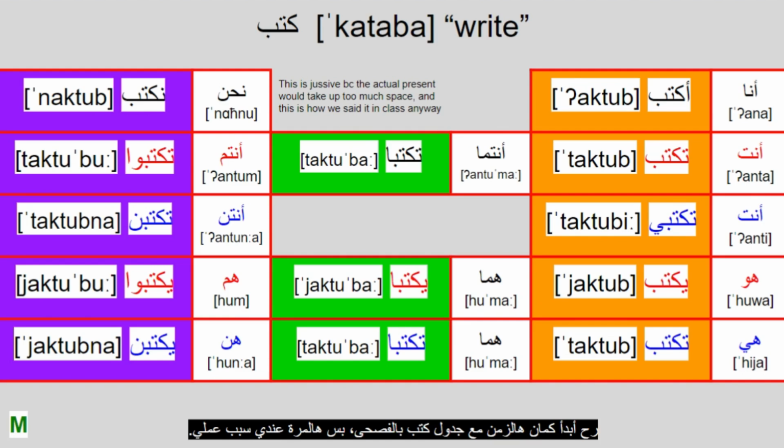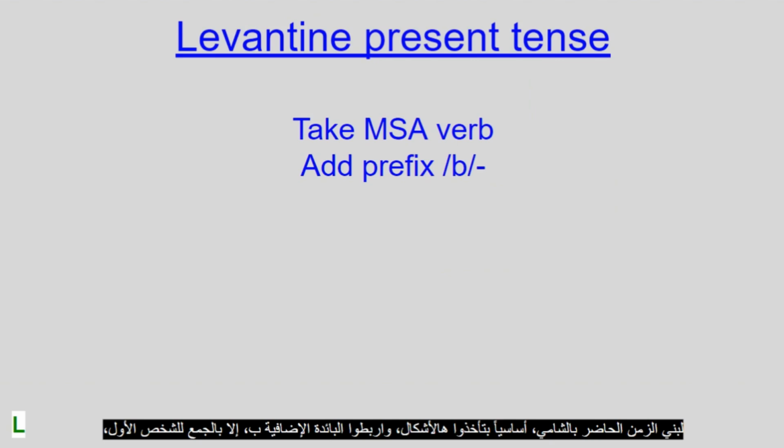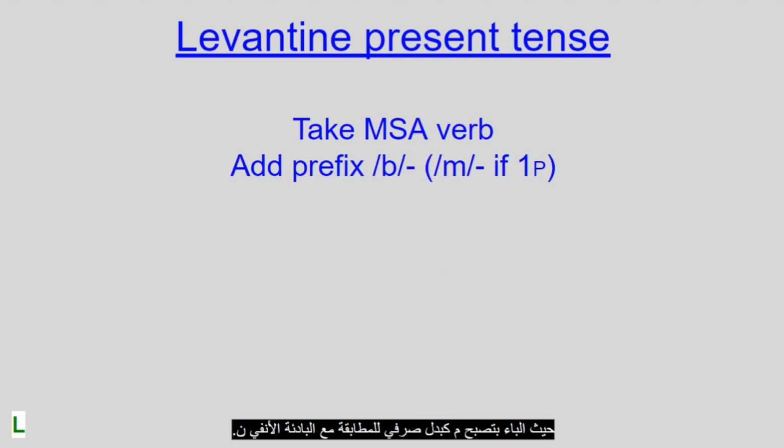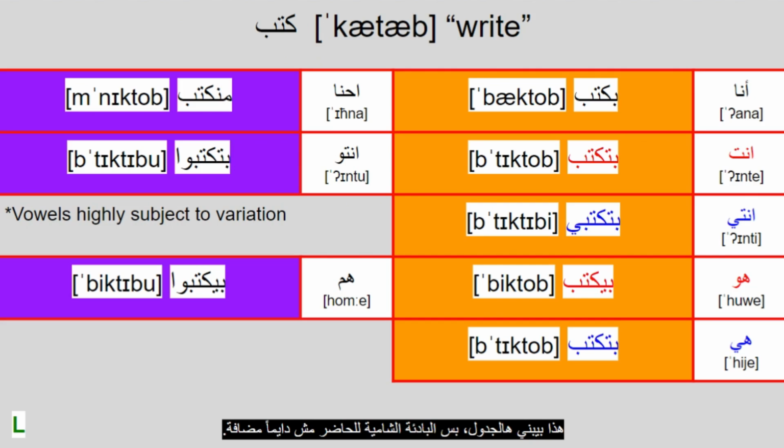I'll also start this tense with the MSA chart of katab, but this time I have a practical reason. To form the present tense in Levantine, you essentially take these forms and tack on the additional prefix ba, except in first person plural where the ba becomes ma as an allomorph to match the nasal prefix na. This forms this chart, but the present tense prefix isn't always added.